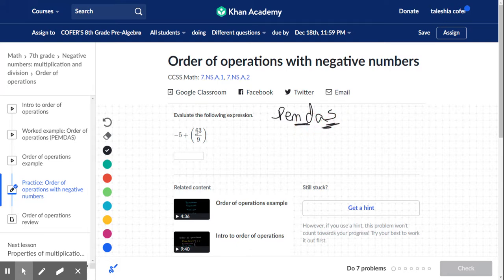PEMDAS stands for parentheses, exponents, multiplication or division, whichever comes first, left or right, and then addition and subtraction. So my first thing to do is parentheses. In my parentheses, I have 63 divided by 9, which is 7. So I can mark this off and write a 7.